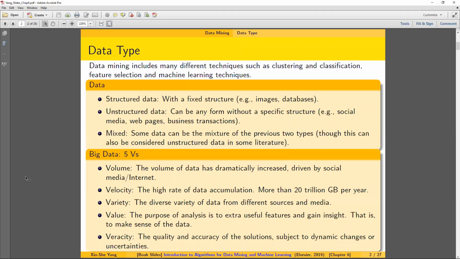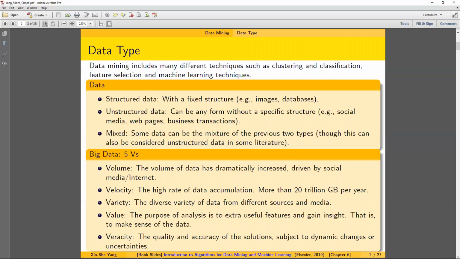Okay, before we start, let's take a look at why we're studying this and what classification and clustering are. So data mining methods include many different techniques such as clustering and classification, and feature selection and machine learning techniques.